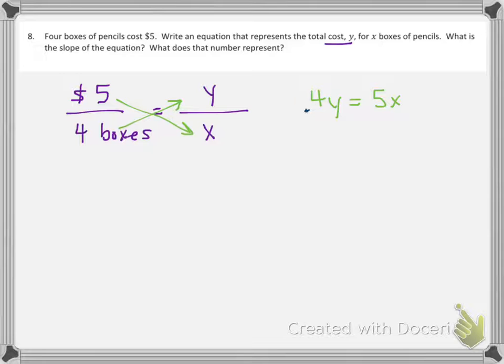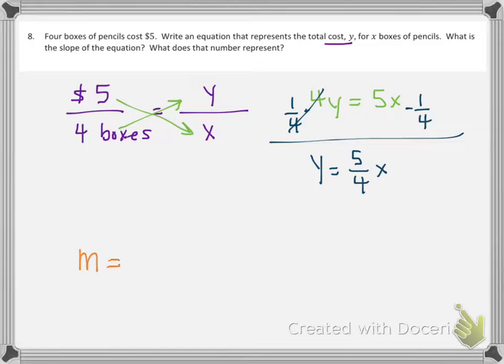And then I want y to be all by itself. So I'm going to multiply by the reciprocal of 4, which is 1/4. And when I do that, I get y equals 5 times 1 is 5 divided by 4 is 5/4 times x. And that's slope-intercept form, so I know that the slope is 5/4.